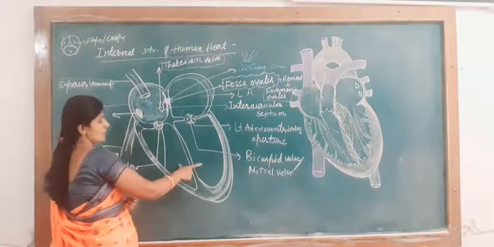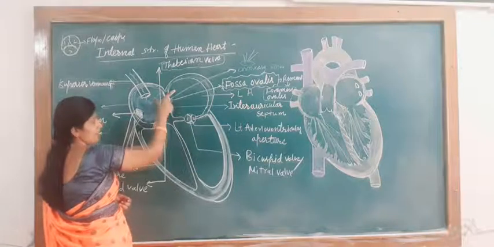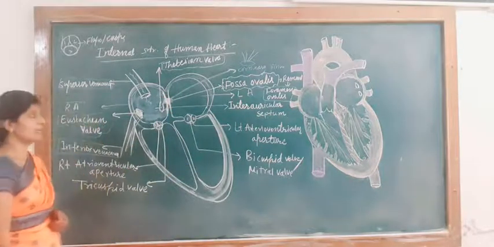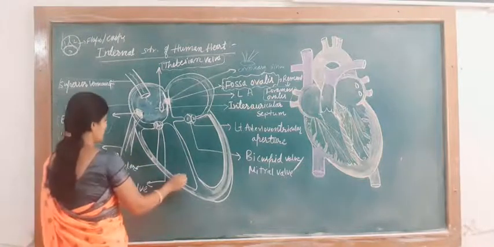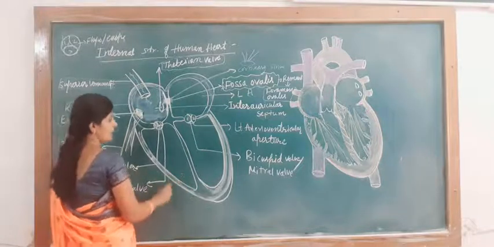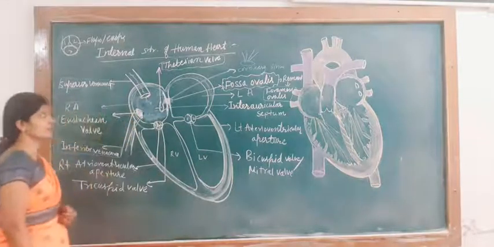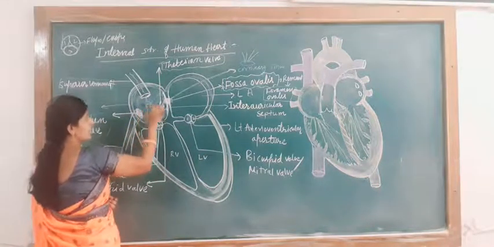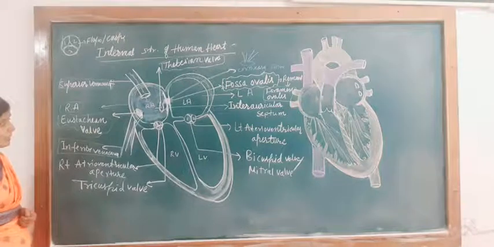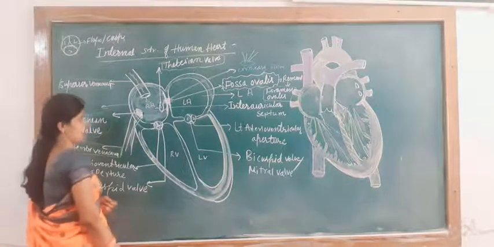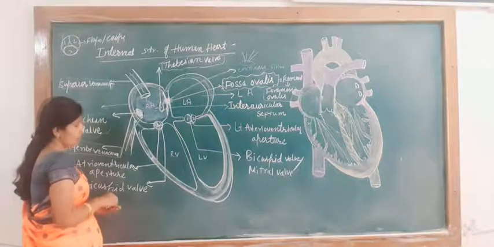These two chambers will distribute the blood. These two will receive, and these two will distribute. Ventricles will distribute the blood. This is the right ventricle, and this is the left ventricle. This one is the right atrium, left atrium. Four chambers.